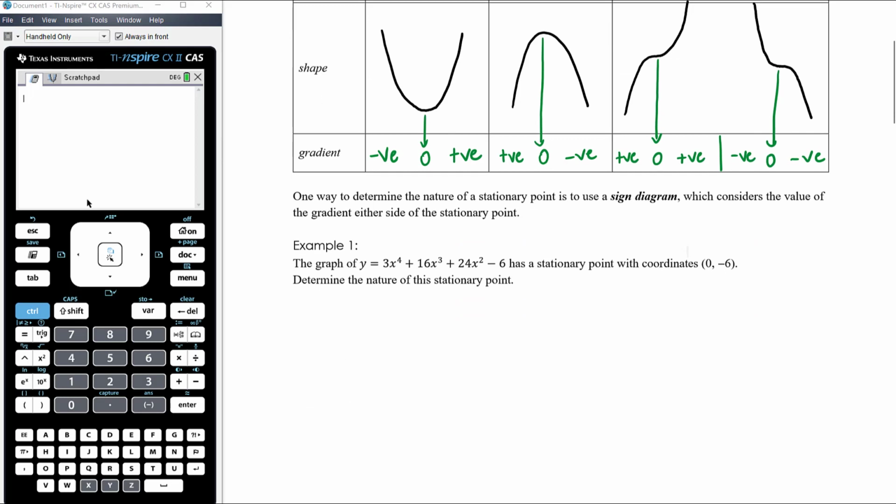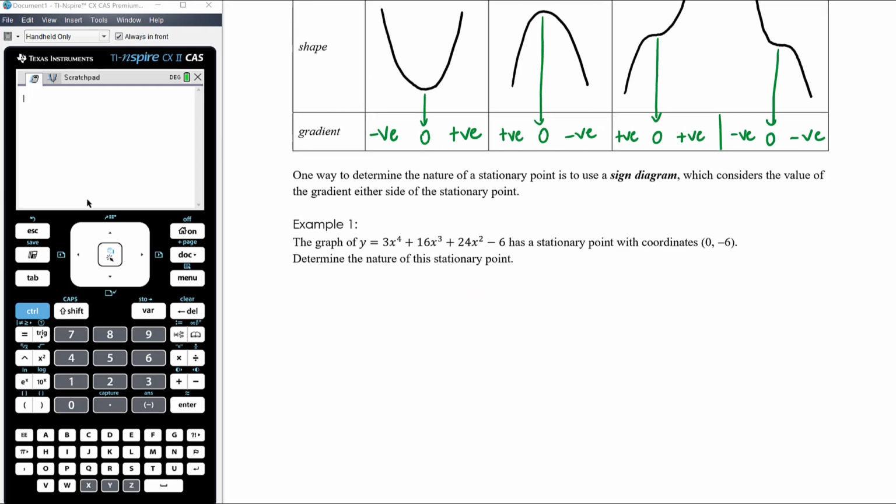Okay, so let's have a look at an example here. So the graph of y equals 3x to the 4 plus 16x cubed plus 24x squared minus 6 has a stationary point with coordinates of 0, negative 6. Okay, so this question isn't asking you to find the coordinates of the stationary points. Now, it's also not suggesting that that's the only stationary point, but what we want to do here is to determine the nature of this stationary point.